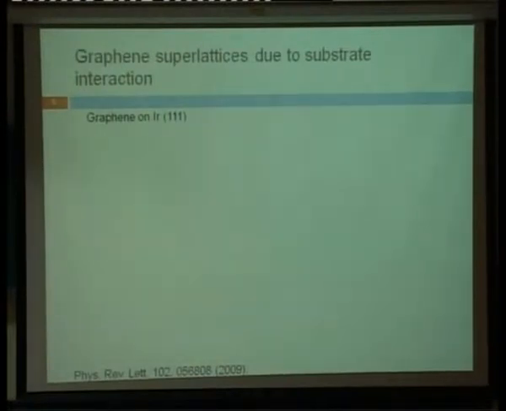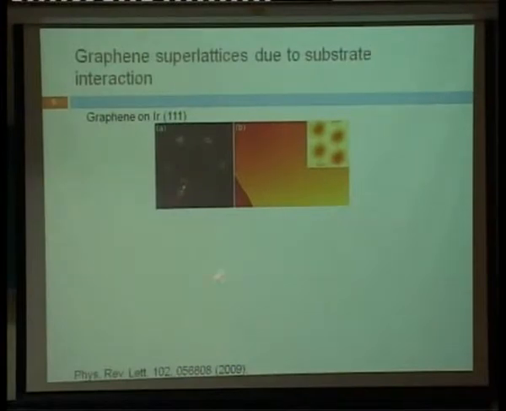One kind of experiment that has already been done is, you exfoliate, peel off graphene, and put it on a crystalline substrate. There is interaction with the substrate, and it essentially imprints some part of the potential on graphene, and you get some sort of a beating pattern. These are experiments done by this group way back in 2009, where you have an iridium 111 surface and you put graphene on top.